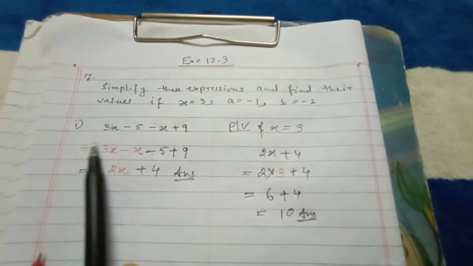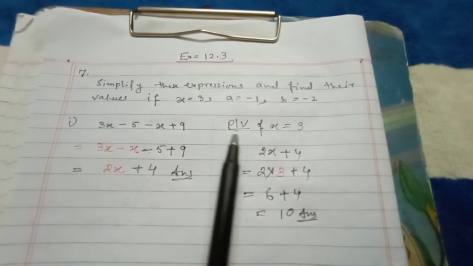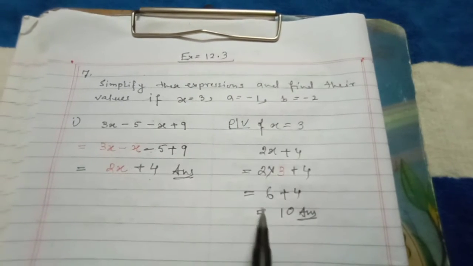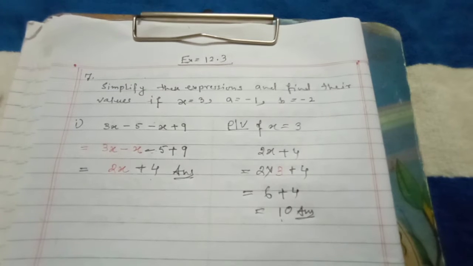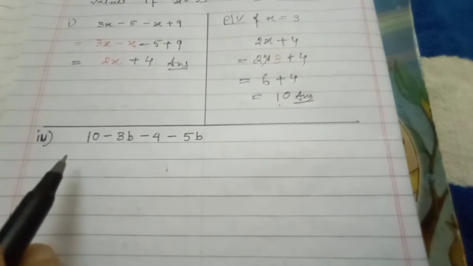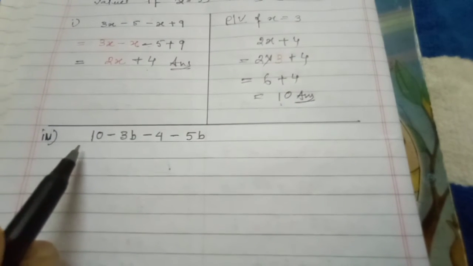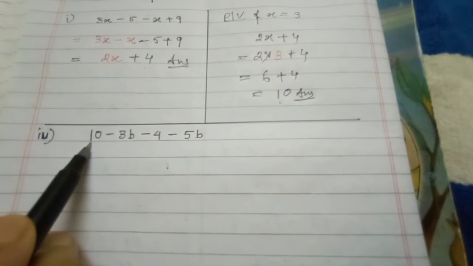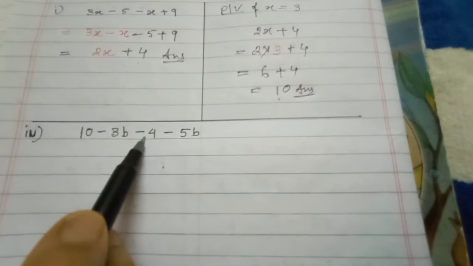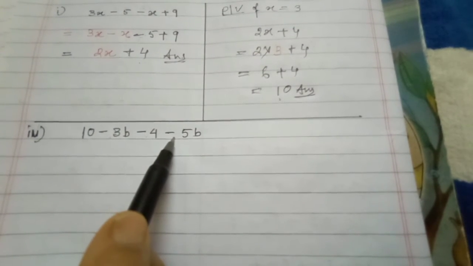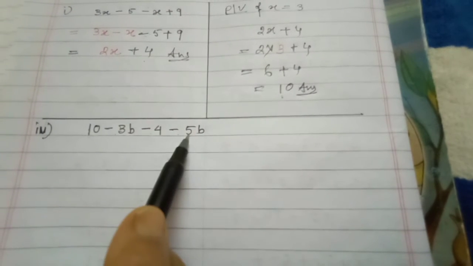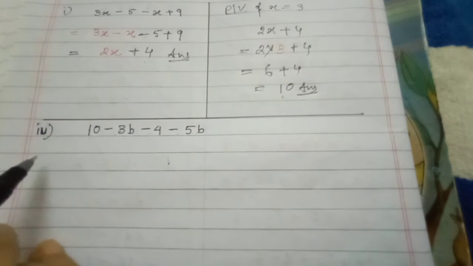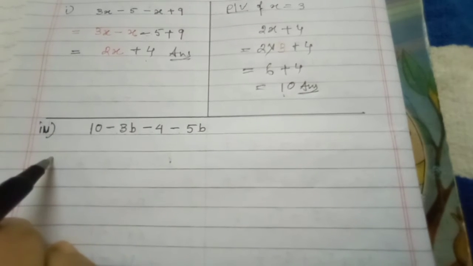Understood? First you have to simplify the question and then put the value, and you have to show this answer. Next question is question number 4. The question is 10 minus 3b minus 4 minus 5b. Here also the variable is b, the same variable, so do the simplification only. Arrange them according to their like terms.